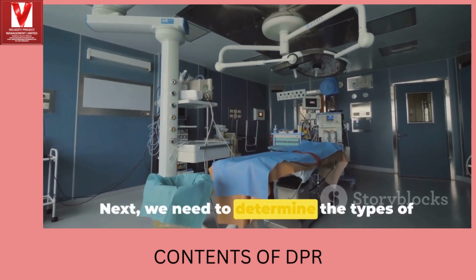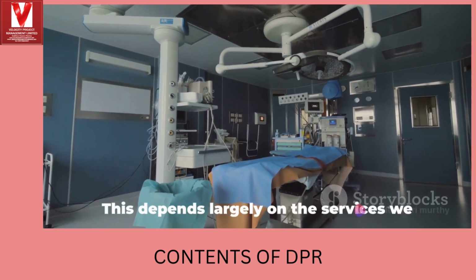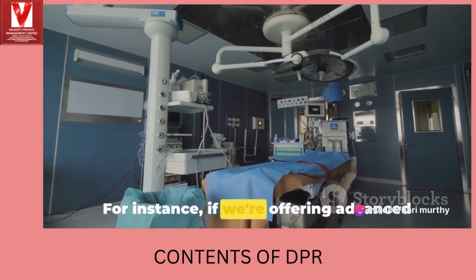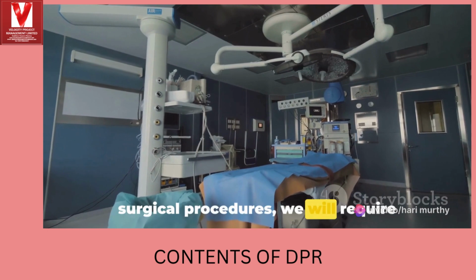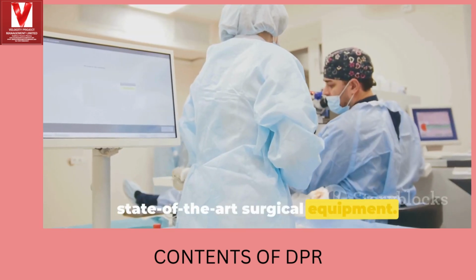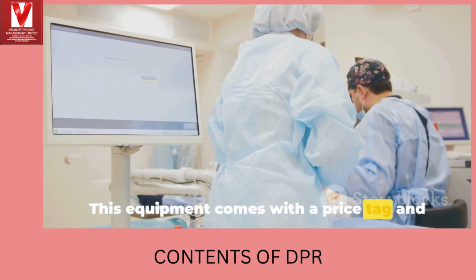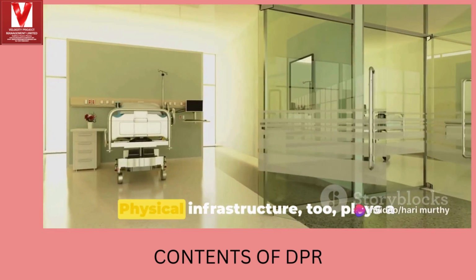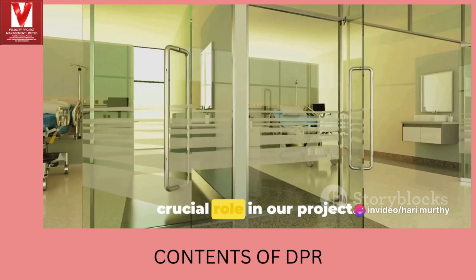Next, we need to determine the types of equipment required. This depends largely on the services we plan to offer. For instance, if we're offering advanced surgical procedures, we will require state-of-the-art surgical equipment. This equipment comes with a price tag and is a critical factor when calculating our operational expenses. Physical infrastructure, too, plays a crucial role in our project.